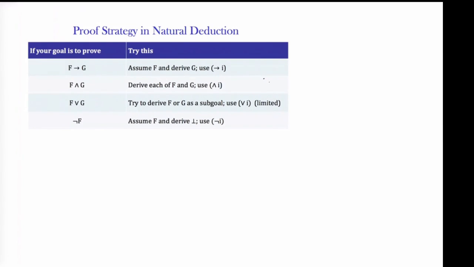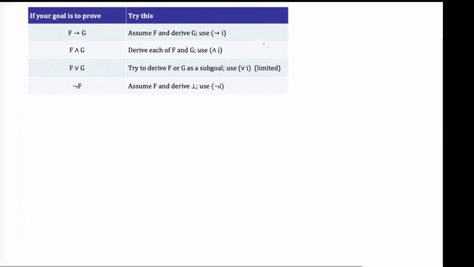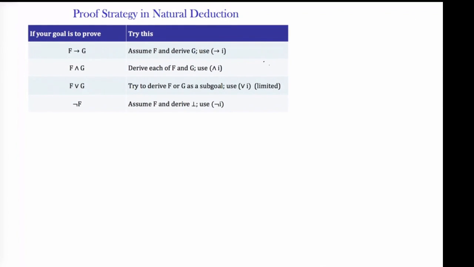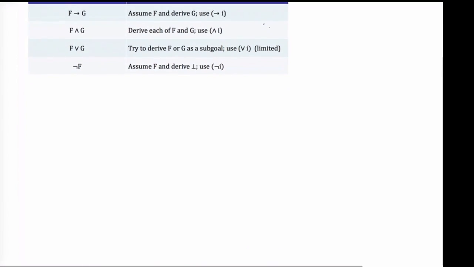It's because sometimes there are formulas of the form F or G where this strategy does not work. Unlike the other cases that I show here, those other cases always work. But for F or G, this proof strategy is kind of limited. If you want to prove not F, again, you can assume F and then try to derive bottom. If you're successful, you can use the negation introduction rule after that. Okay.